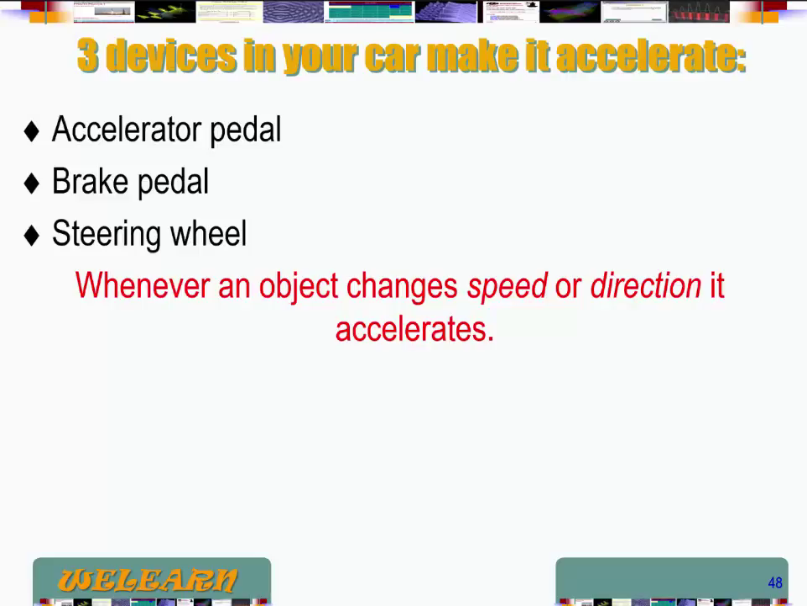Different than you might think, we have three devices in the car that allow for the car to accelerate. What's called the accelerator pedal. That's what you press to try to speed up. That allows the change of the magnitude of the velocity. So a change of the velocity, then we have an acceleration.